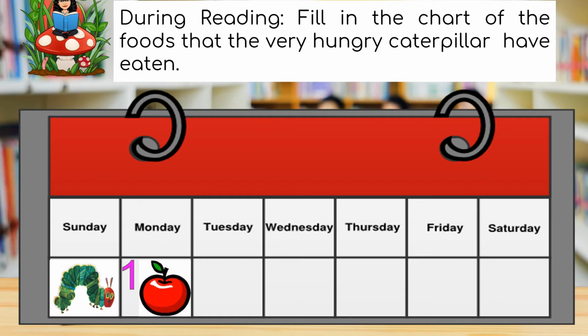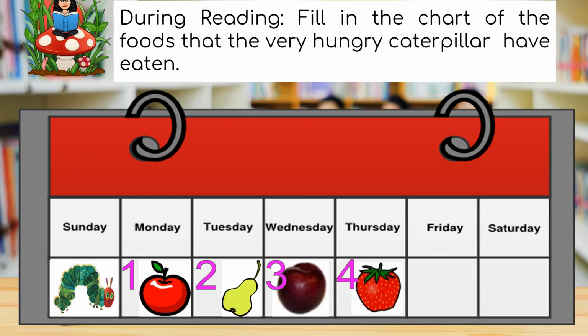1 apple. What food was eaten on Tuesday? 2 pears. What food was eaten on Wednesday? 3 plums. What food was eaten on Thursday? 4 strawberries. On Friday, what food was eaten? 5 oranges. On Saturday, what foods did the very hungry caterpillar eat?